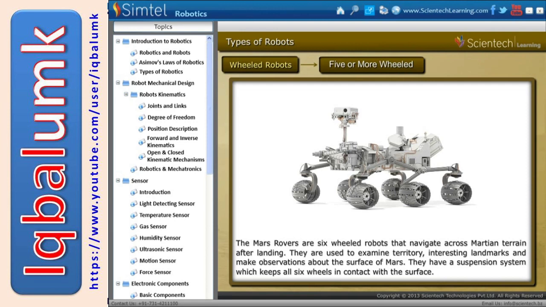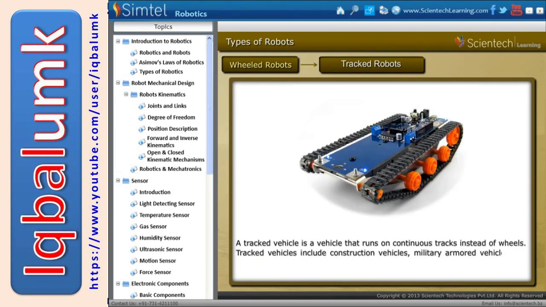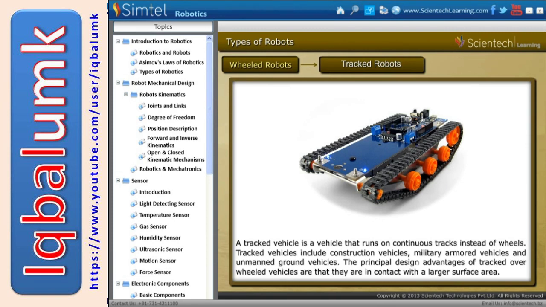Tracked robots. A tracked vehicle is a vehicle that runs on continuous tracks instead of wheels. Tracked vehicles include construction vehicles, military armored vehicles and unmanned ground vehicles. The principal design advantages of tracked over wheeled vehicles are that they are in contact with a larger surface area.